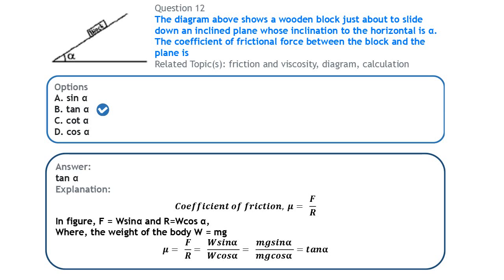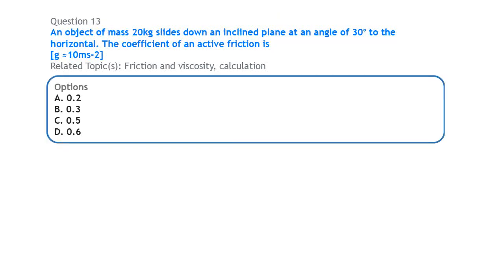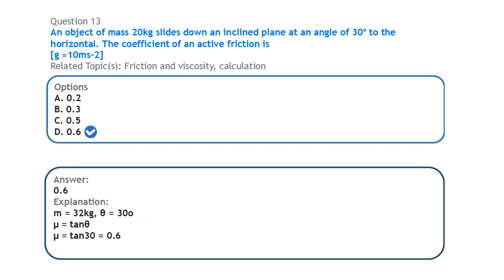That's the trigonometric relation. An object of mass 20 kilograms slides down an inclined plane at an angle of 30 degrees to the horizontal. The coefficient of static friction is, alright, the coefficient of friction, just like in the previous question. We got it to be tan alpha, so here we use tan theta, where theta is the angle of inclination of that body to the horizontal. So we say tan 30 degrees, and that is equal to 0 points.